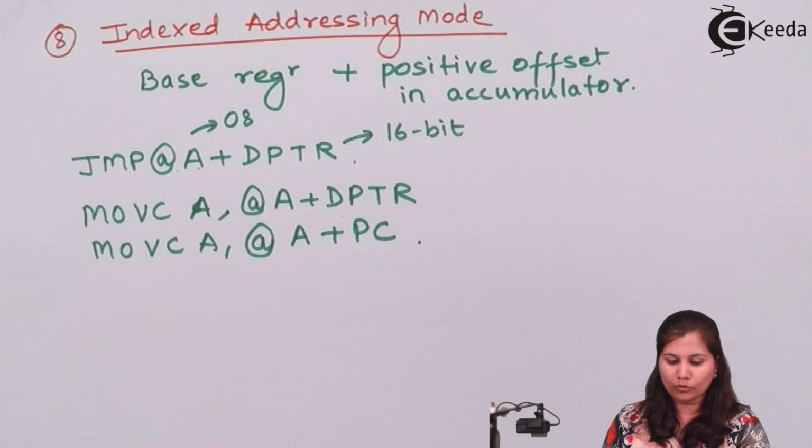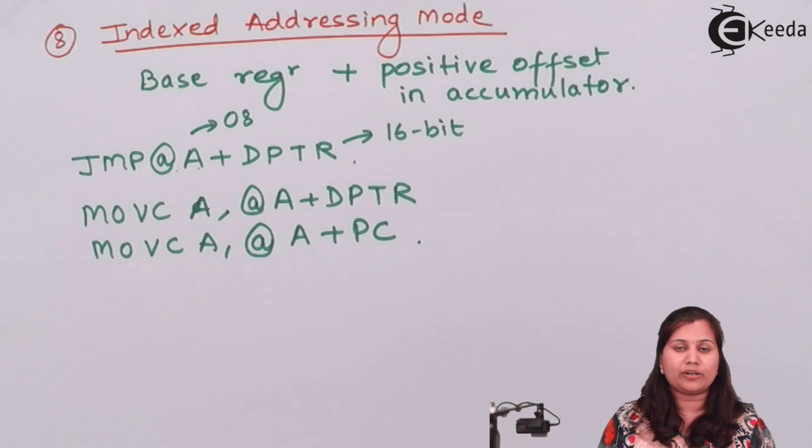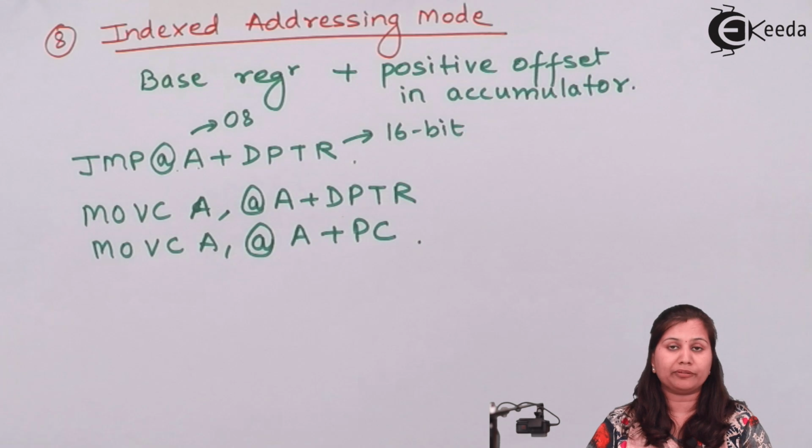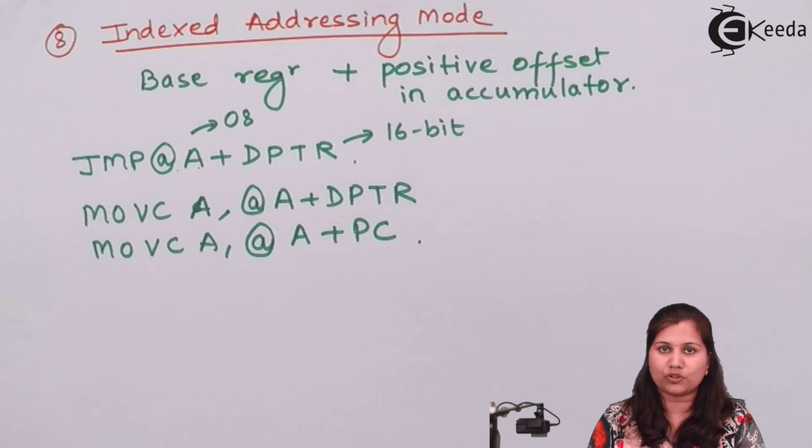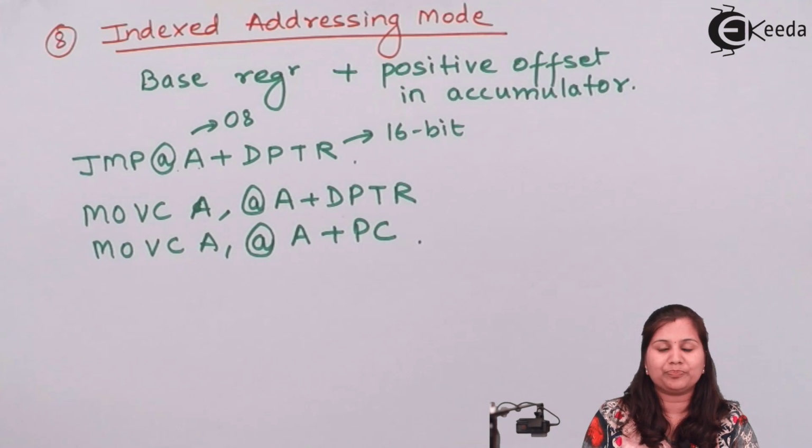So these are the 8 addressing modes of the 8051 microcontroller, and these addressing modes specify how the operand or the data is specified in the instruction. So I hope that this topic is clear to you. Thank you.